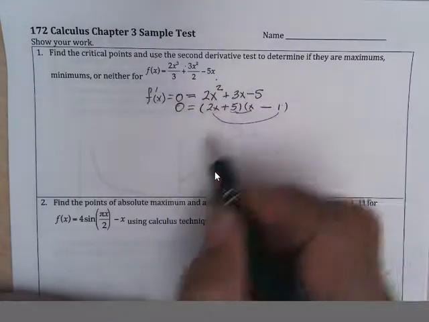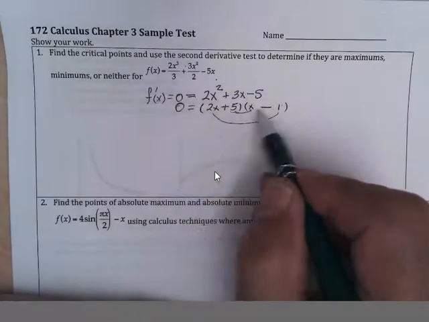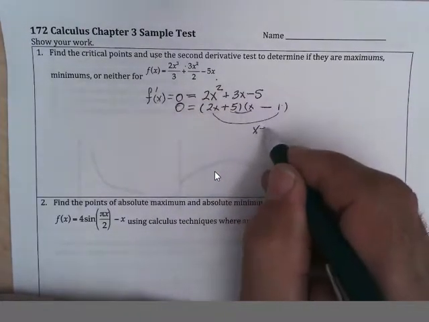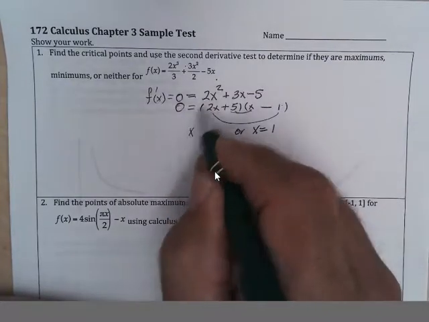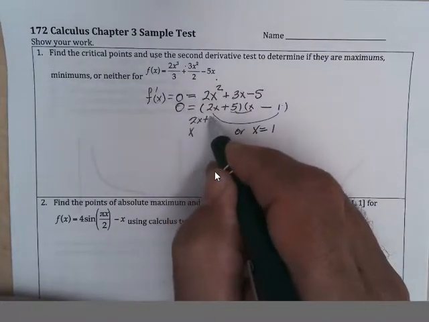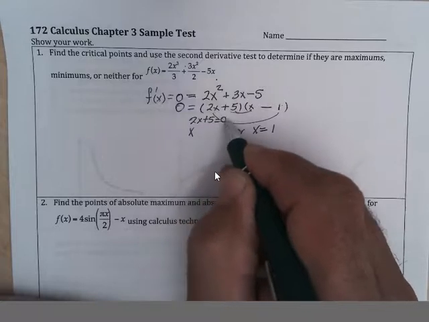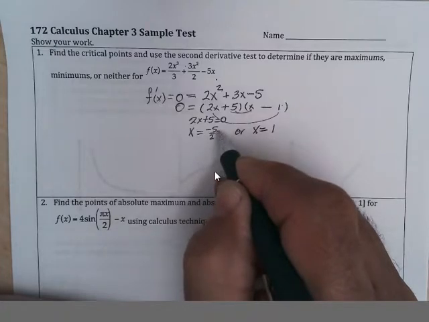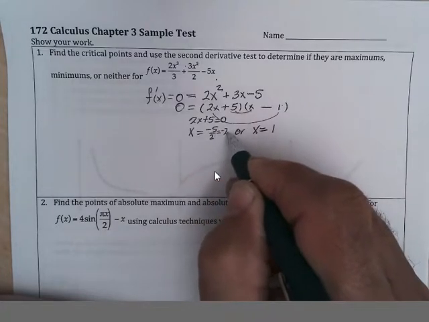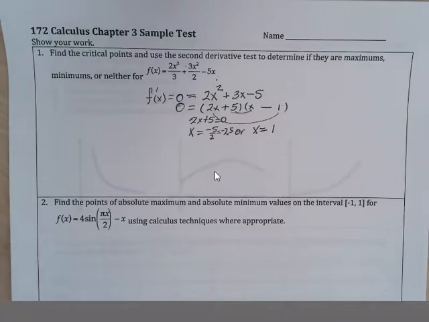And I'm trying to get this critical value setting equal to 0, so x has to equal 1 or 2x plus 5 equal to 0. Subtract 5, divided by 2, equals negative 5 halves or negative 2.5. There's my critical points.